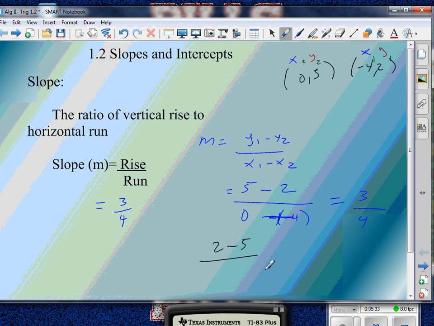What's the first x value? -4. What's the second x value? 0. What's 2 minus 5? -3. What's -4 minus 0? What's -3 over -4? Did it matter which way I went? No. The only thing that matters is if I go this way for the first one, I have to go this way for the second one. You can't flip-flop.